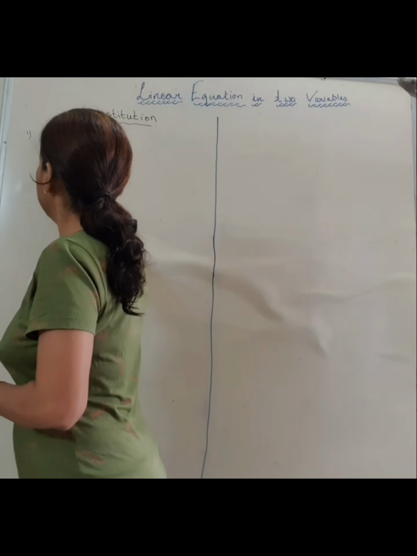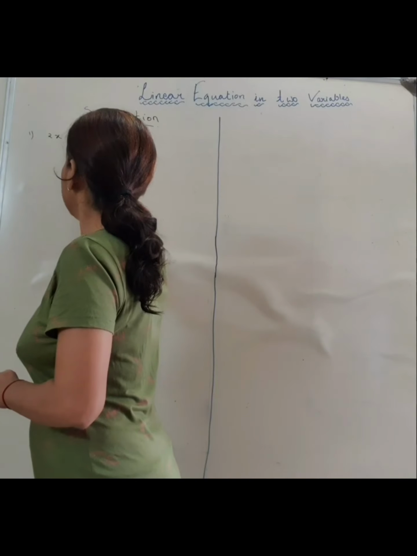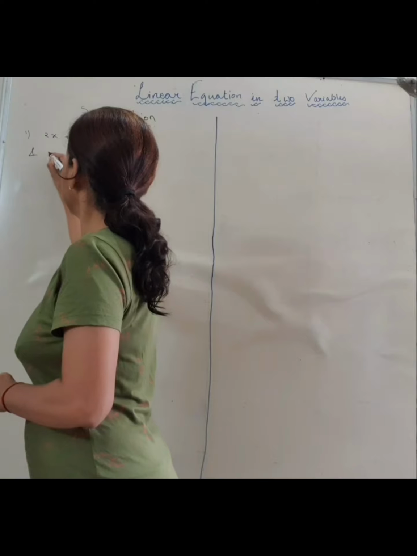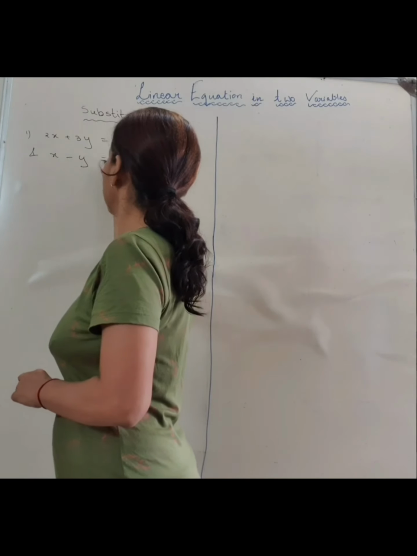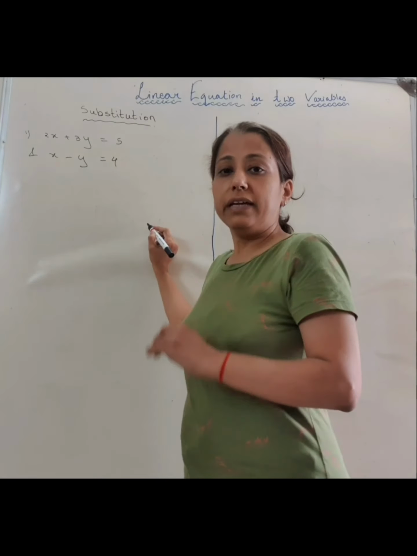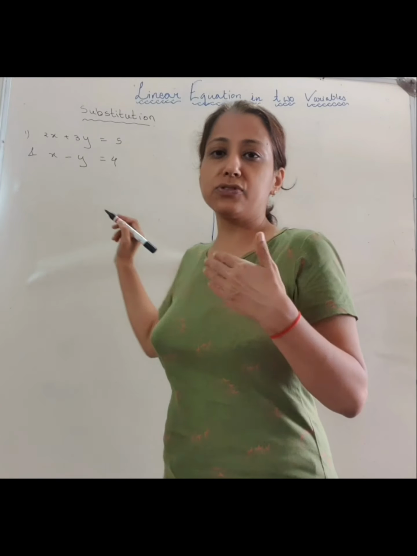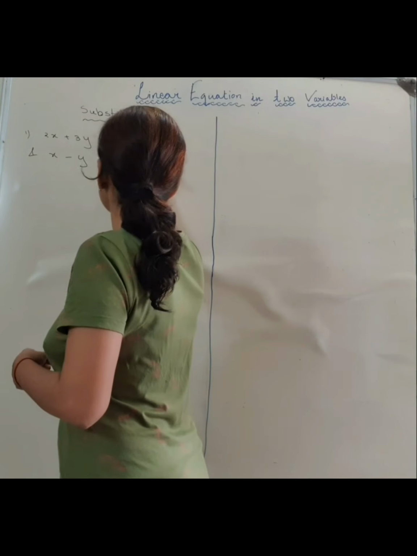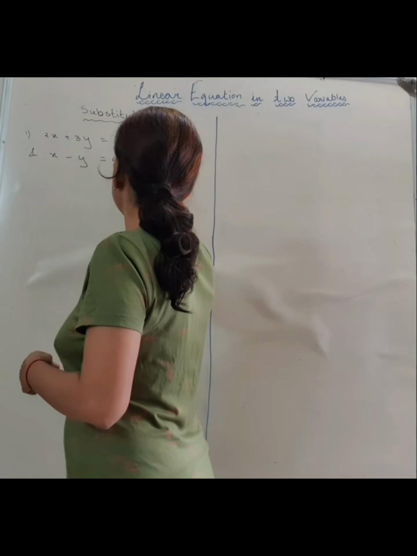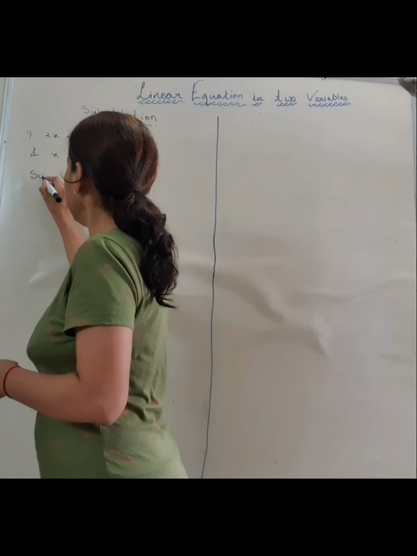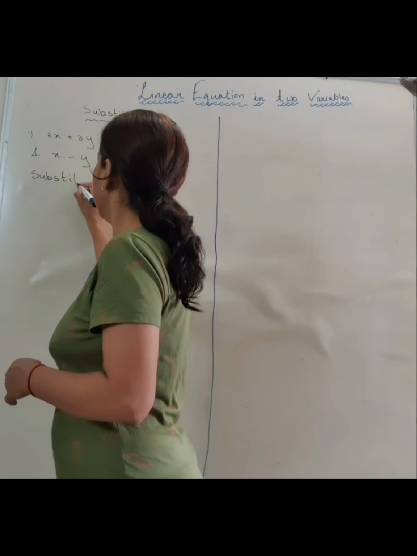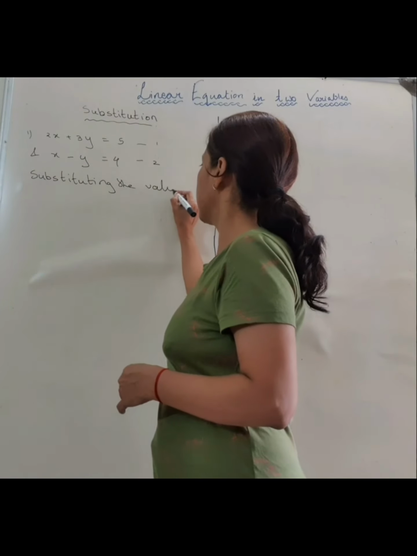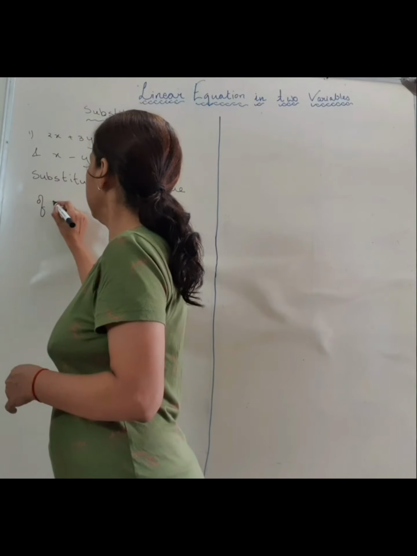So I am taking up a sum. For example, 2x plus 3y is equal to 5, and the other equation is x minus y is equal to 4. Now, in the substitution method, what we do is we substitute the value of one variable in the other. For example, if this is my equation 1 and this is my equation 2, so substituting the value of x. Now, what is the value of x here?